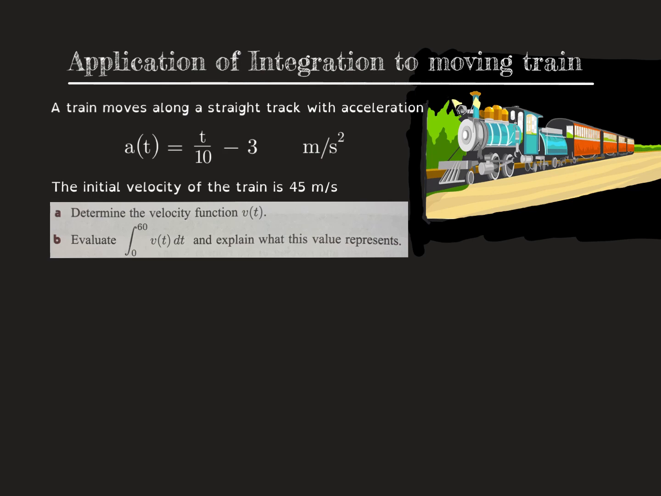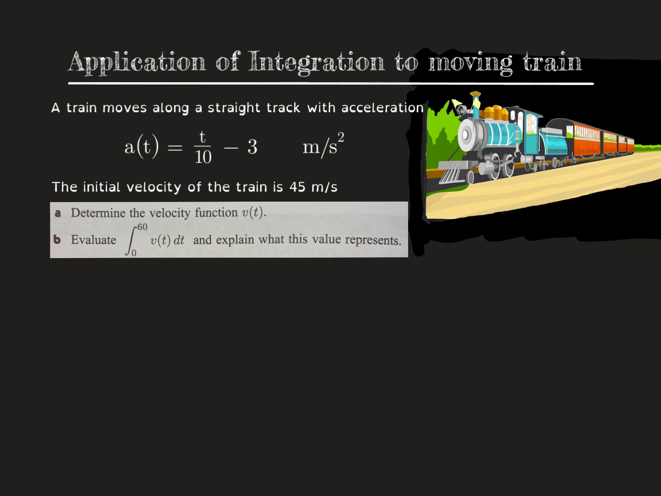So a train moves along a straight track with an acceleration according to this function over here in meters per second, and the initial velocity of the train is 45 meters per second.